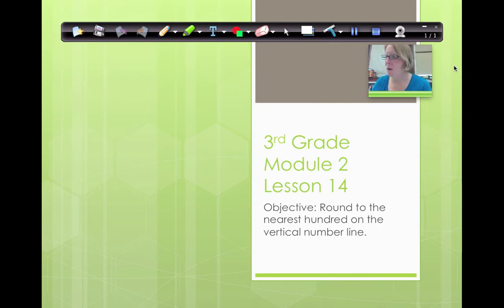Hello. Today we're going to be doing the third grade math module, lesson 14. Our objective for this lesson is to learn how to round to the nearest hundred on the vertical number line.